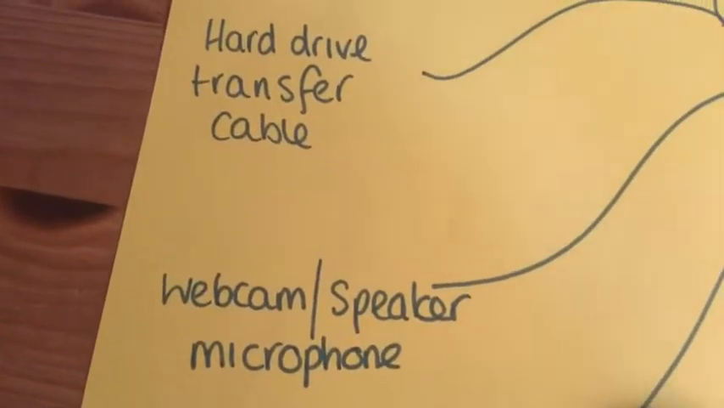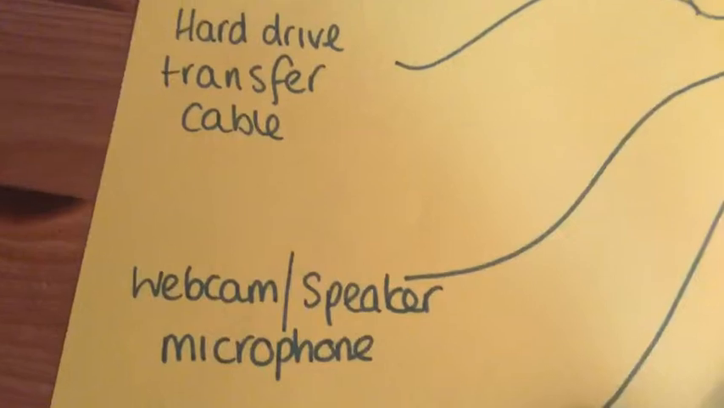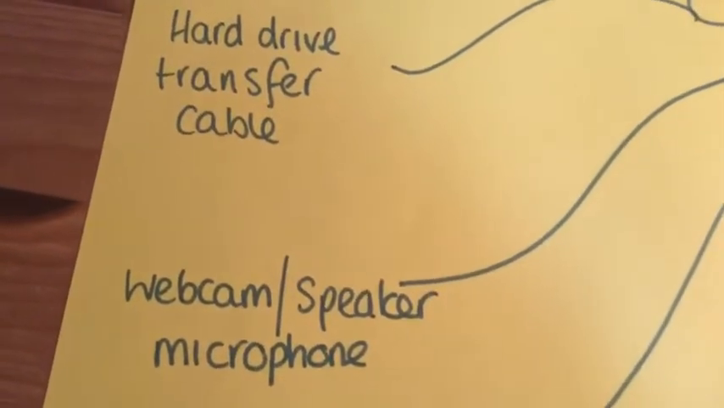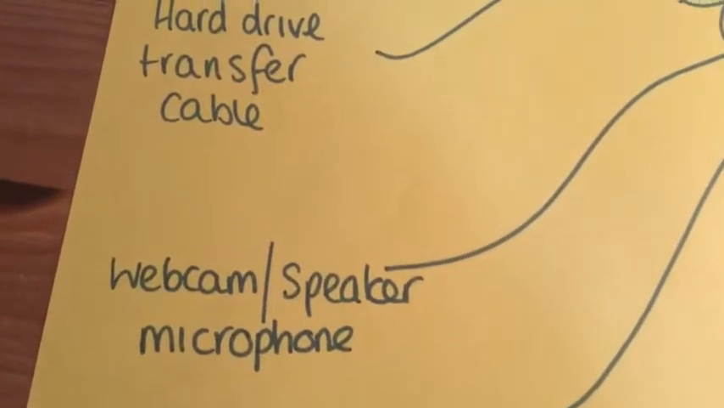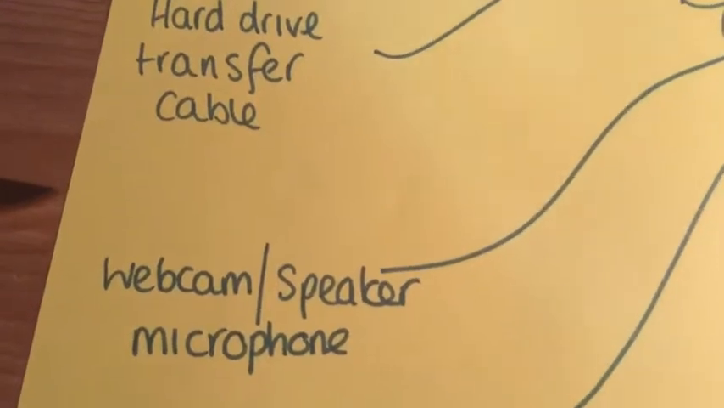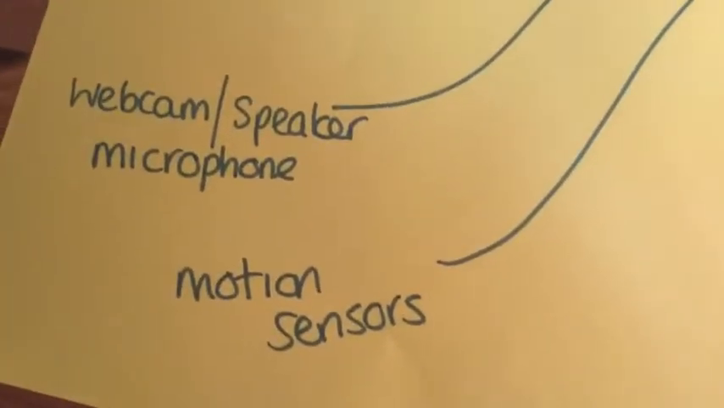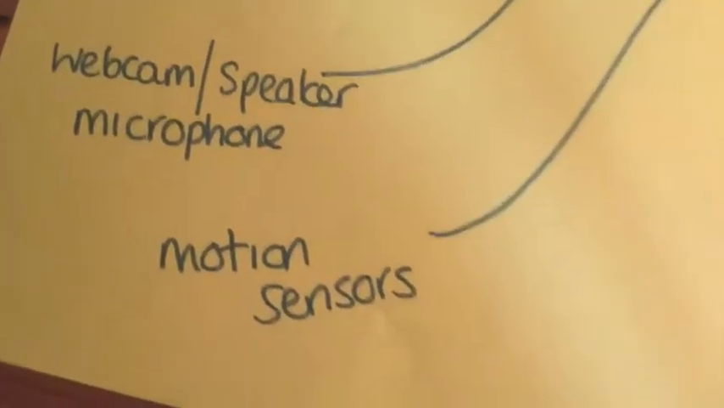Notice they're grouped together, so if you ask for 2 features in the exam or 2 peripherals in the exam, don't use webcam and speaker because that might only just get you 1 mark. The next one is motion sensors. So all of those are the peripherals that can be used with games console.